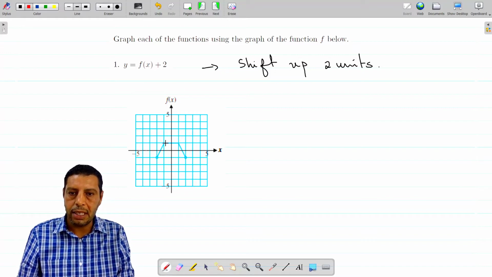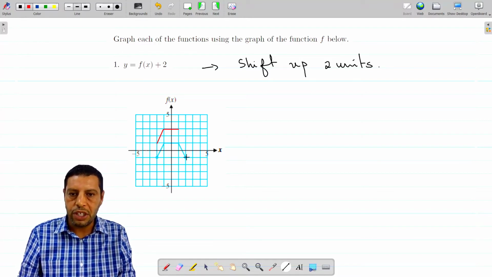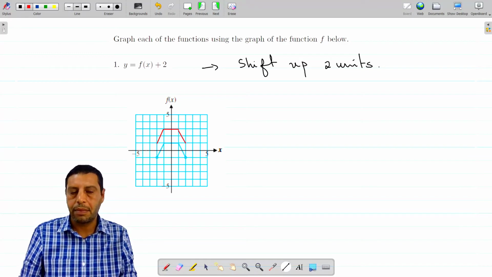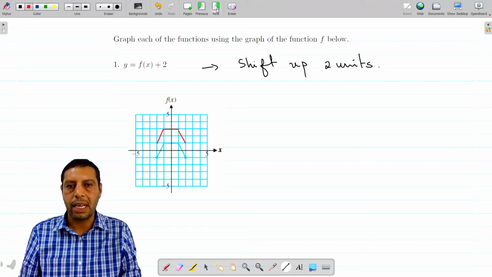So this segment here becomes, I will use my line tool, becomes here. Okay? This point, when it's shifted up 2 units, becomes here, and you just join the 2 segments. And same thing here, if you shift this point 2 units up, you will get this. Okay? So this is the new graph. Now we move to the next one.